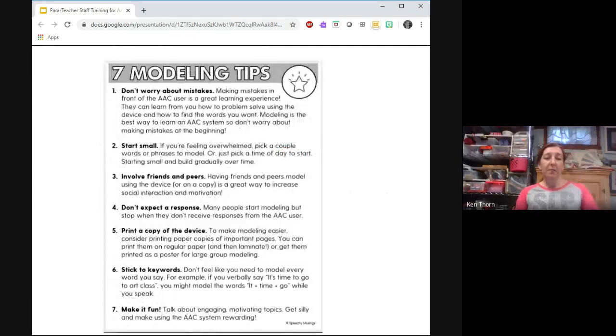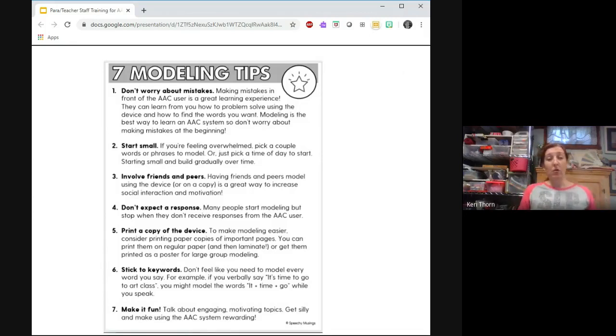All right, so some tips. Don't worry about mistakes. Mistakes are our friend. We like mistakes, whether it's them or us with the devices. If a student makes a mistake on a device, like you know they want a ball, they're looking at it, they're reaching for it, and they go to their device and they say, I want book. And then you give them a book because that's what they said.